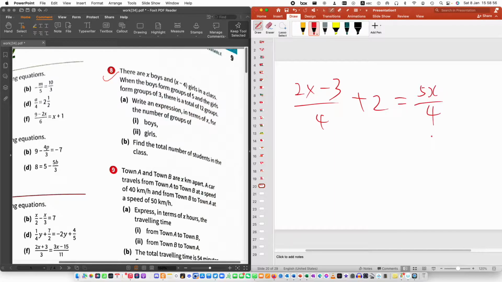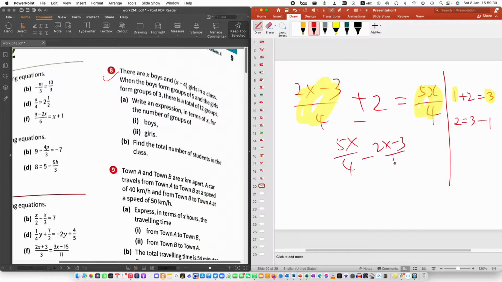This is complicated, right? So if you are given this and you don't know how to group, basically you need to group similar terms, right? If you don't know how to group, what do you do? Give yourself a simple example. This is a plus, right? So you give a plus example: 1 plus 2 is equal to 3. So in this case, how do you group the 1 and 3 together? So 2 is equal to 3 minus 1. So similarly with this, you take 5x over 4 minus the 2x minus 3 over 4 equals to 2.